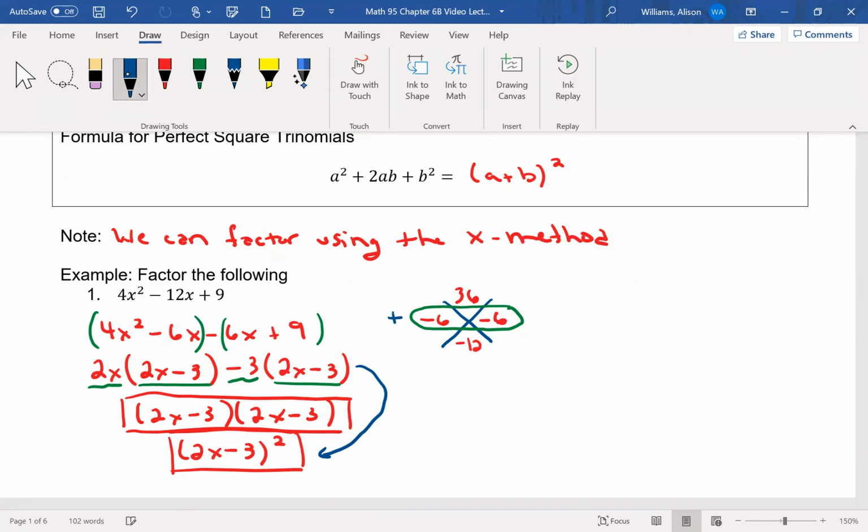I did want to make a note though. The fact that it was the same number twice is actually telling me that this is going to come out to a perfect square trinomial. So when we end up having the same number that works for multiplying to be the top number and adding to be the bottom number, we're working with a perfect square trinomial. So that's kind of a nice piece of information to help me out.